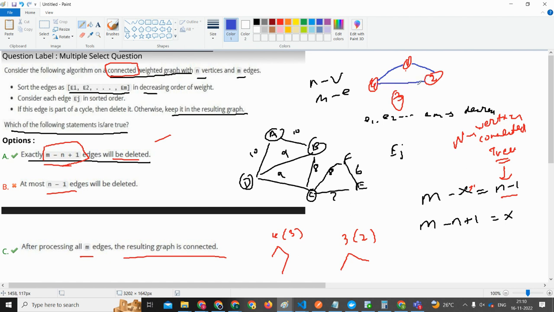So that's one point. That's why in the question when they've said if it creates a cycle, then delete it, right? That means you're removing the ones only if they remove the cycle. If they don't remove a cycle, that means they're connecting something new. Okay, got it.